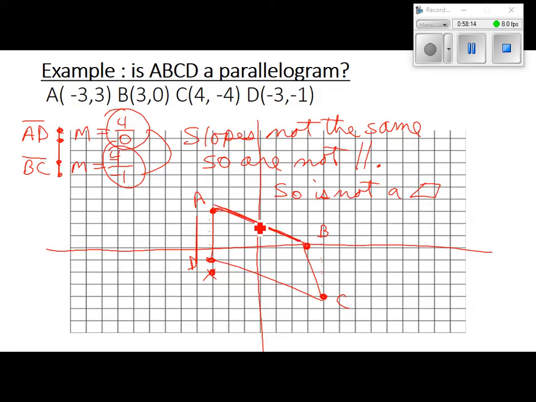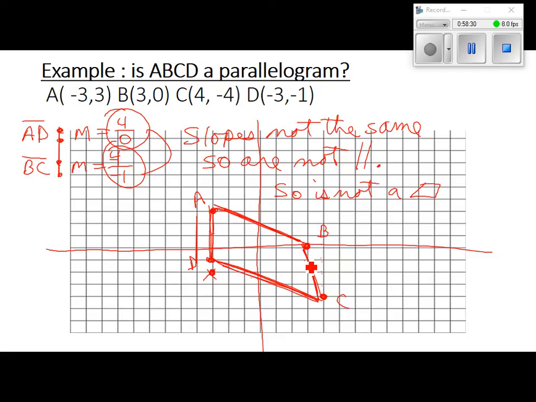Other things we could have done. Could we have found the length of this side and the length of this side? Yep. Could we have found the length of this side and the length of this side? Yeah. What should be true about the lengths of these two sides? They should be the same, right? These two should be the same, right?